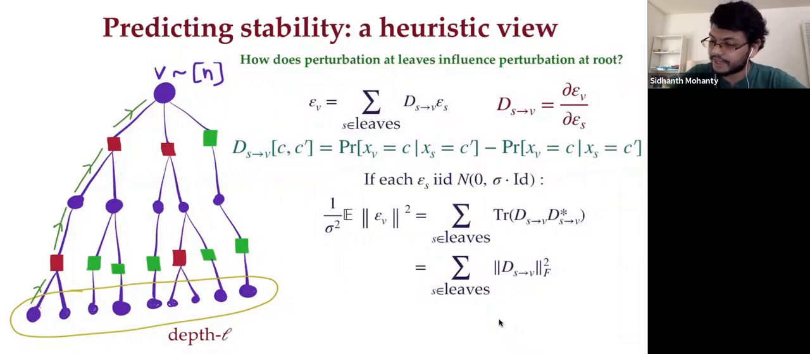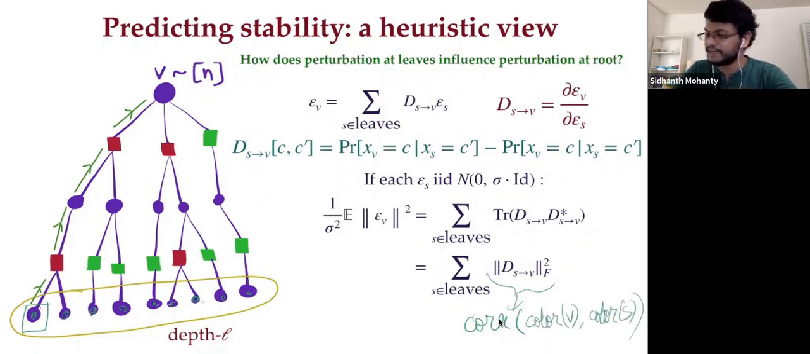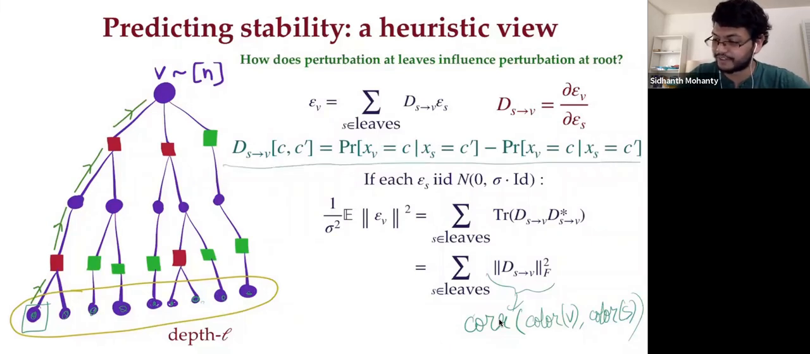And if you do a short calculation on what the expected norm of the perturbation of the root is, and normalize it by the magnitude of the perturbation at the leaves, you get something that looks like you take a sum over all leaves, and for each leaf, you should think of this as being like the correlation between color V and color S. And the precise notion of correlation is given by the square of the Frobenius norm of this particular influence matrix.